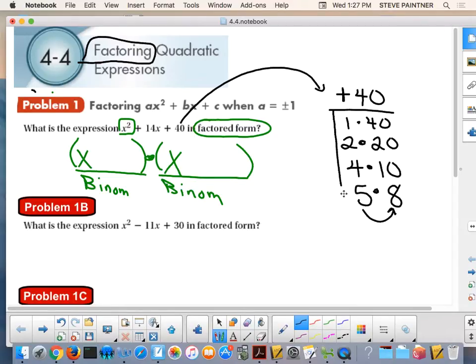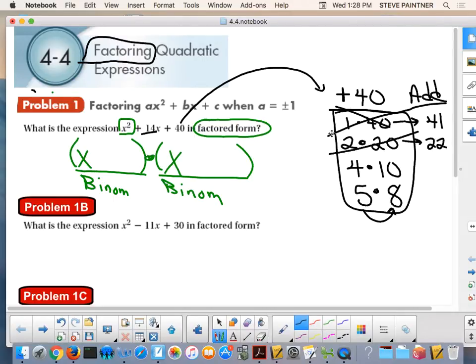This is the possibility of what your answers could be. All those factors give me 40. But I'm only worried about which factors give me 40 and add up to 14. So then I go like this. Over here, I just quickly add the numbers. What's this? 41. Not it. This, 22. Not it. Next.